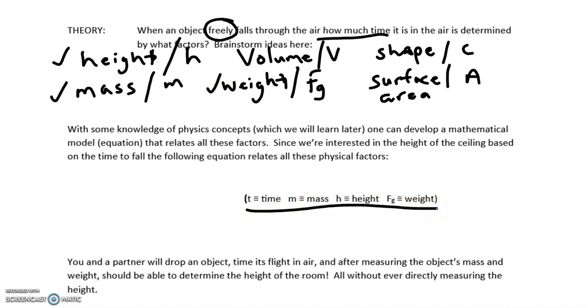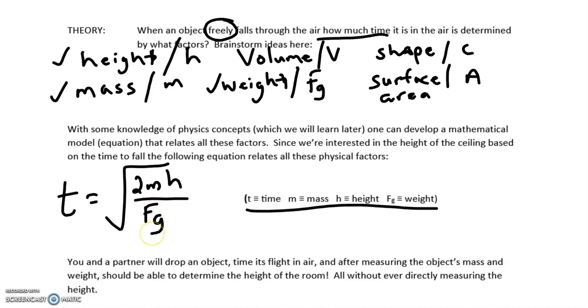So what I'm going to do now is give you an equation that relates them all in terms of time. So we can say the time that an object is in the air is equal to the square root of twice the mass times the height divided by the weight. Again, you don't have to know where that comes from. We will learn that physics a month or so from now. The point, though, is if we know those three, we can predict time. But that's not the main goal of the lab. The main goal is the alternative to that, and that is if we measure time, mass, and weight, we can figure out the height.